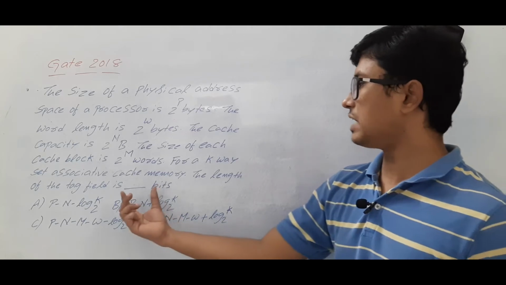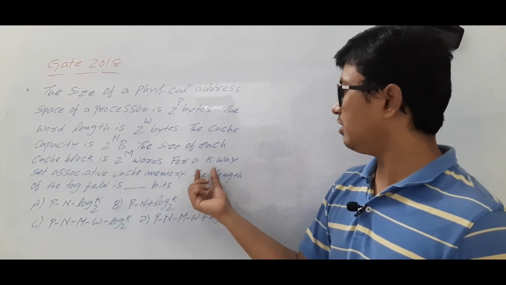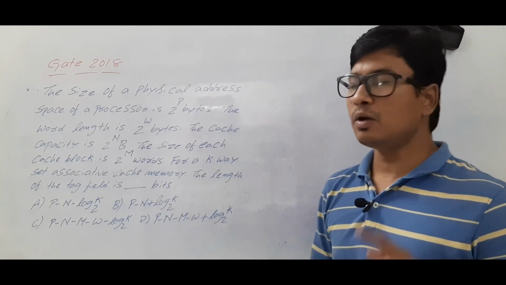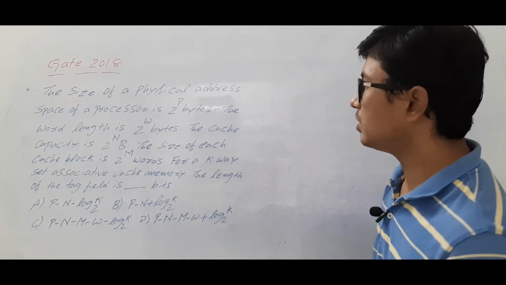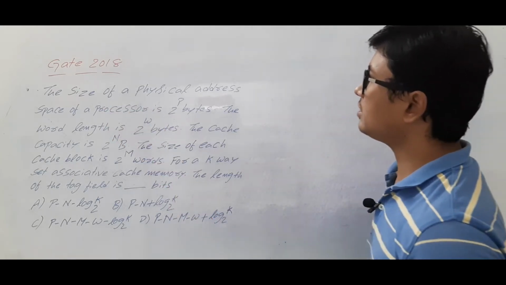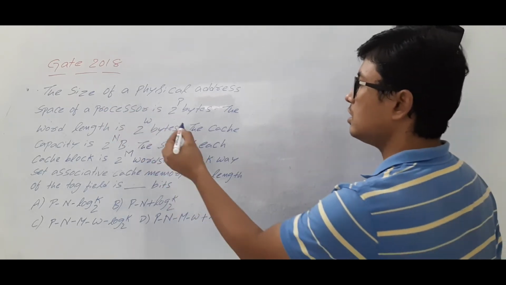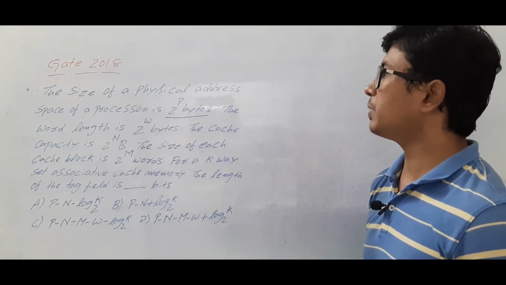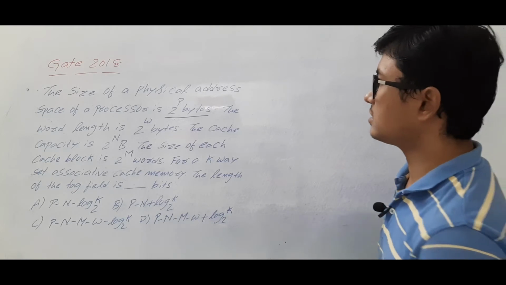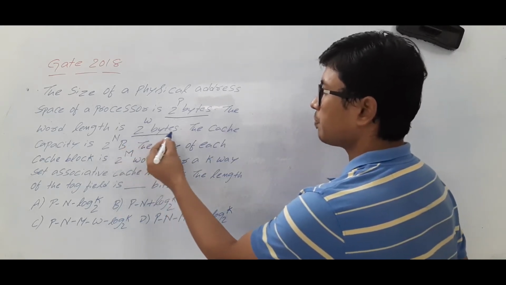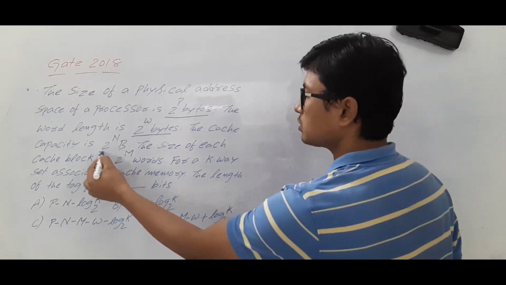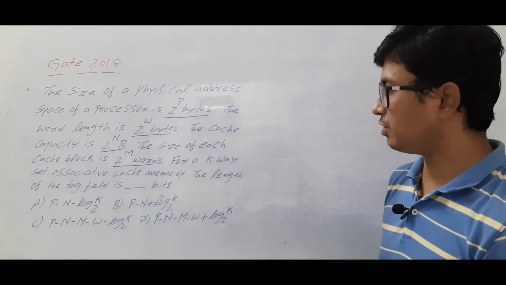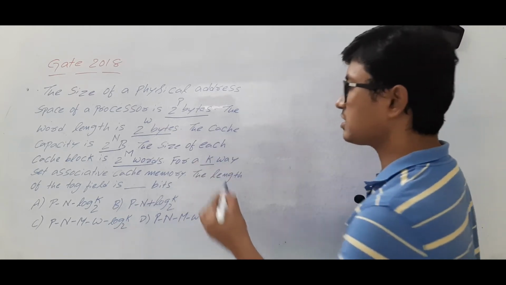Is it clear? They are asking us to compute the tag field if you are using a k-way set associative cache. Now first you need to remember what they have asked. First, they have given that the size of the physical address space of the processor is 2 power p bytes. The word length is 2 power w bytes. The cache capacity is 2 power n bytes. The size of each cache block is 2 power m words. And for a k-way set associative cache.